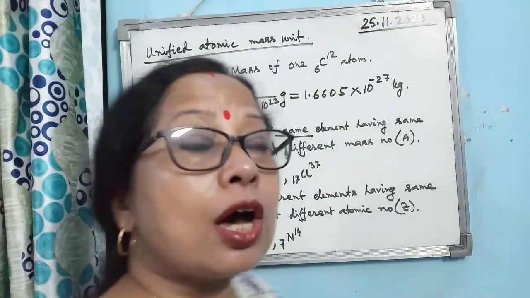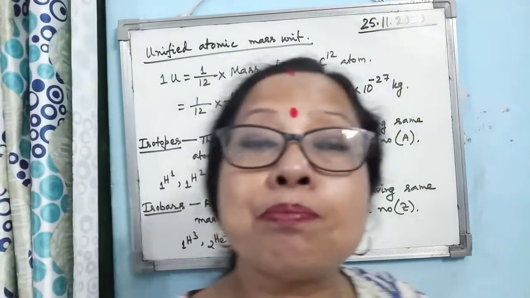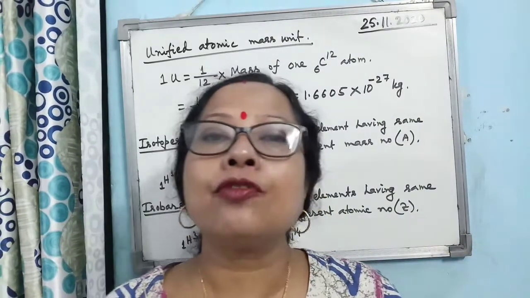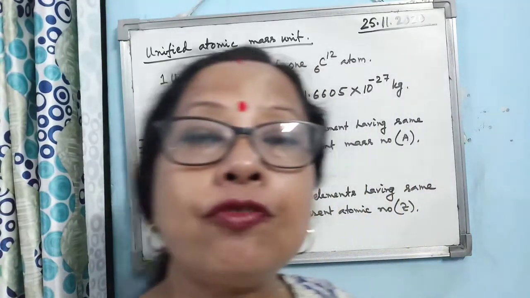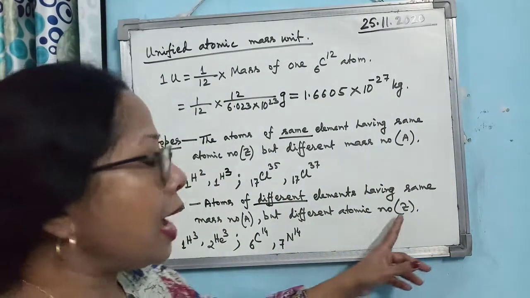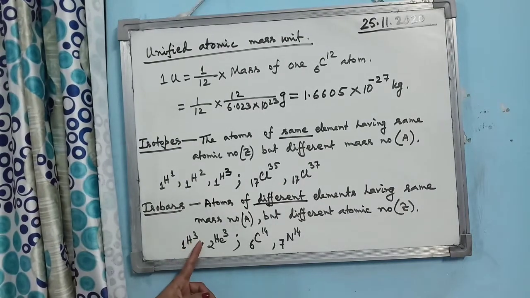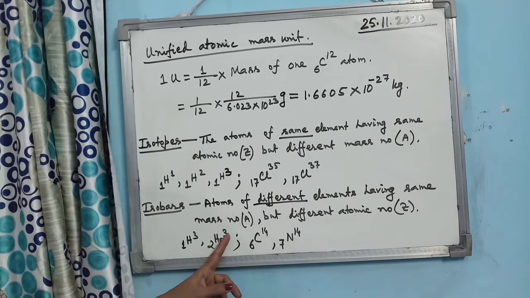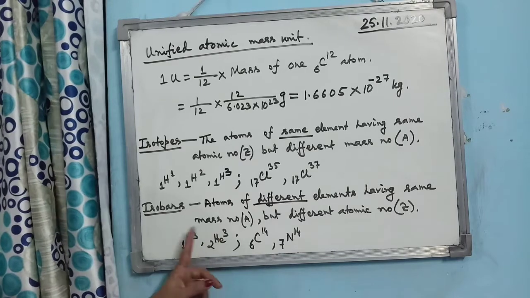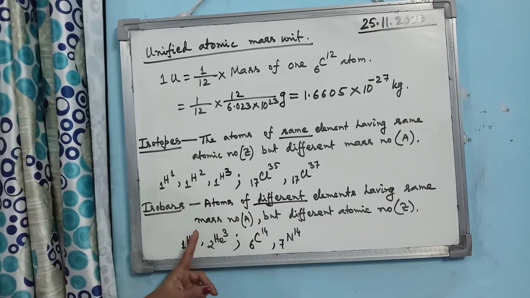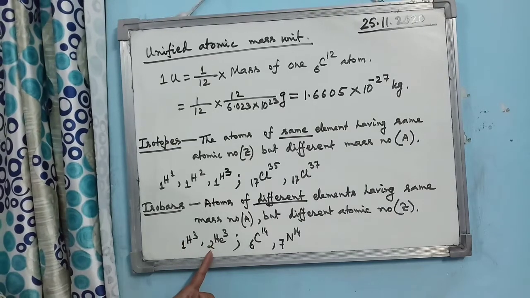Isobars are atoms of different elements having the same mass number, meaning the total number of nucleons present inside the nucleus is the same, but they have different numbers of protons, different atomic numbers. Examples: if you consider 1H3, meaning tritium, and helium 2He3 isotope, both of them have mass number 3. So both have 3 nucleons within the nucleus, but this one has only 1 proton and this has 2 protons.